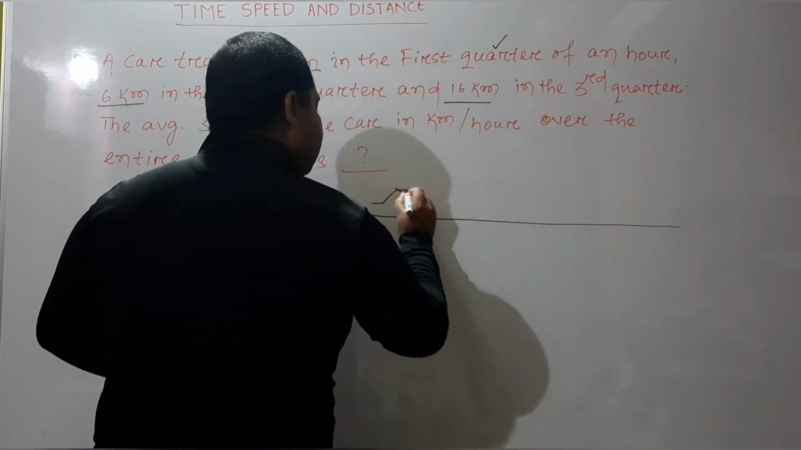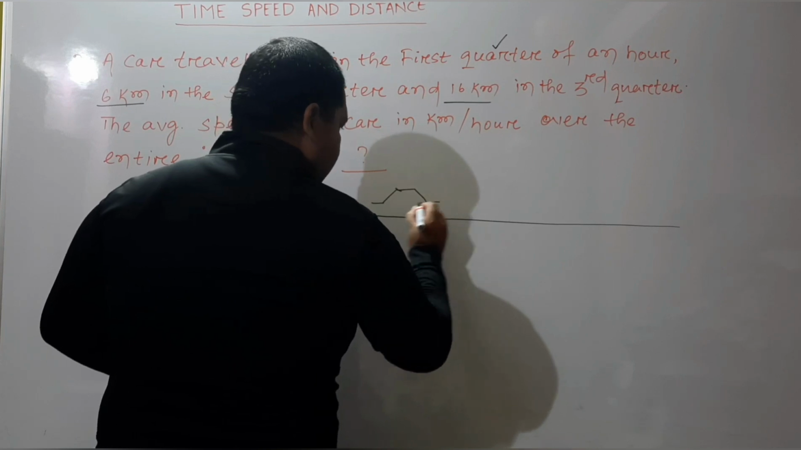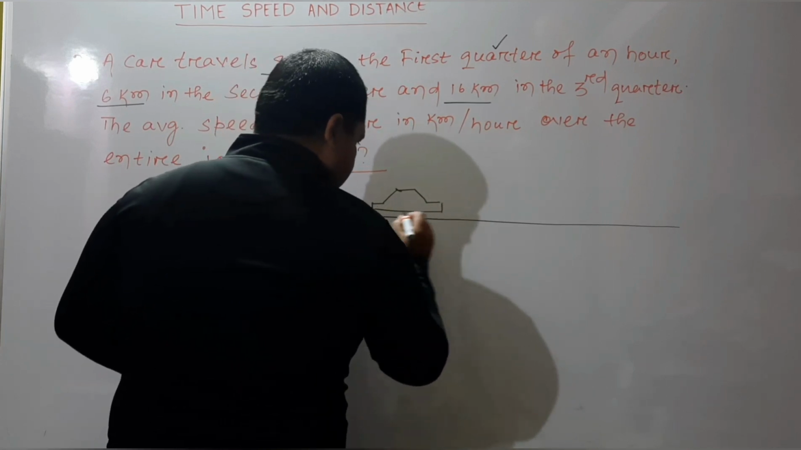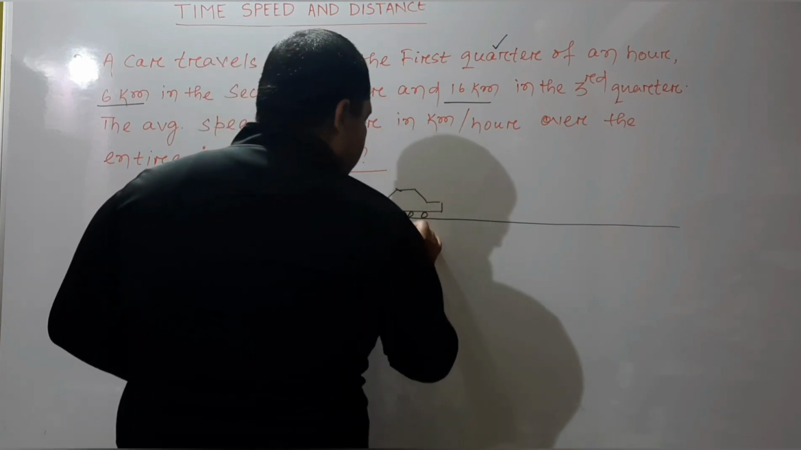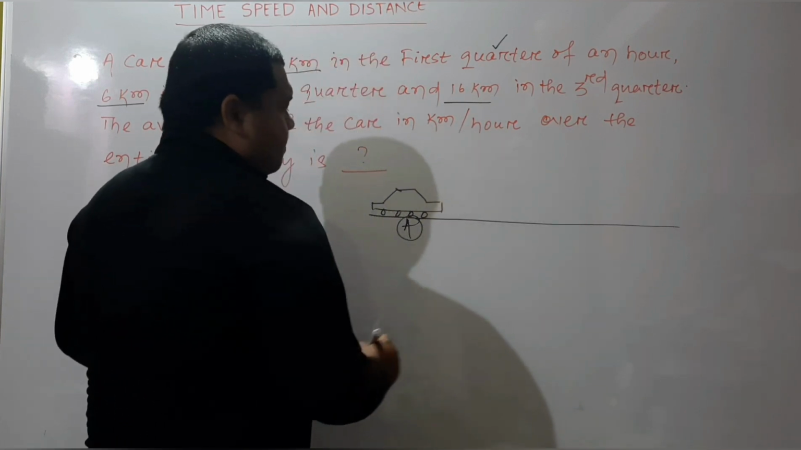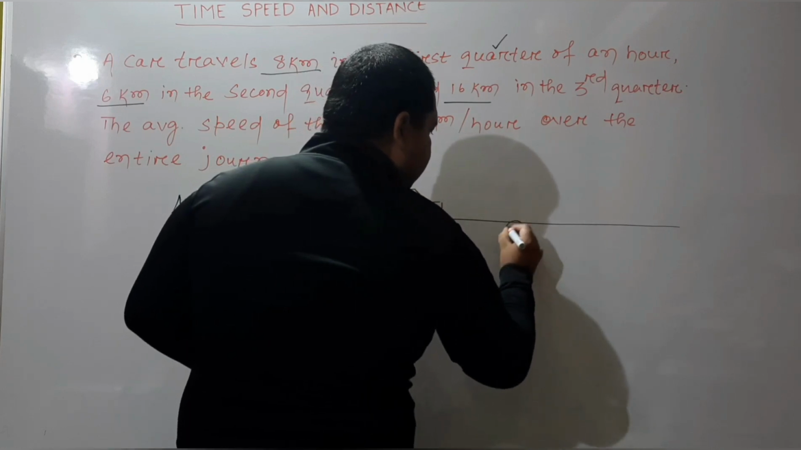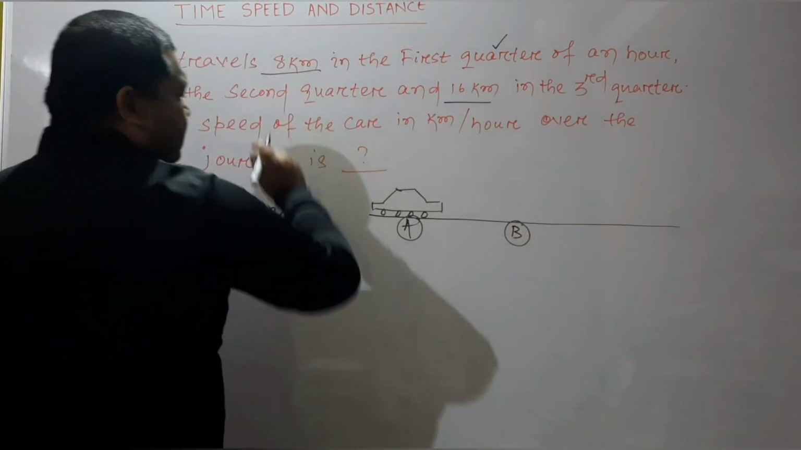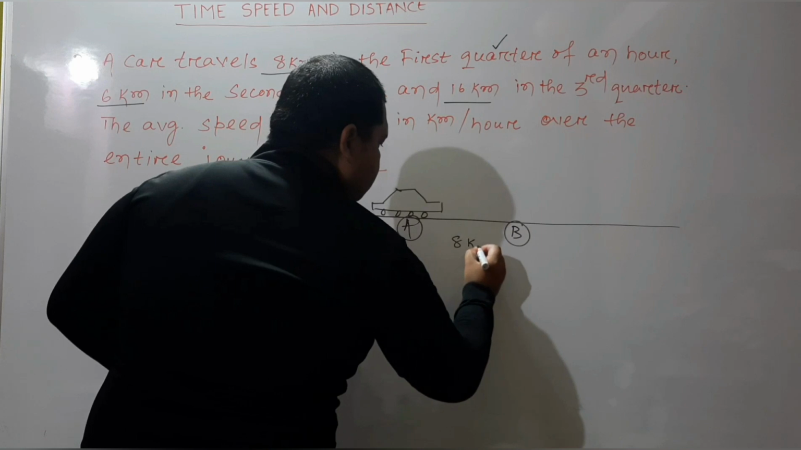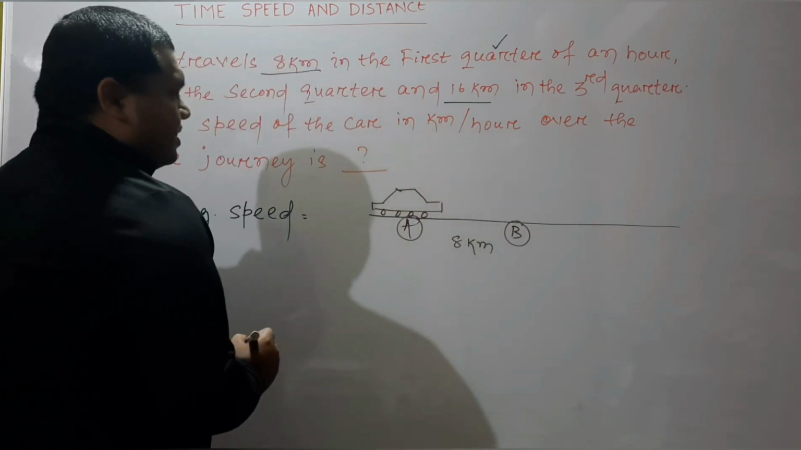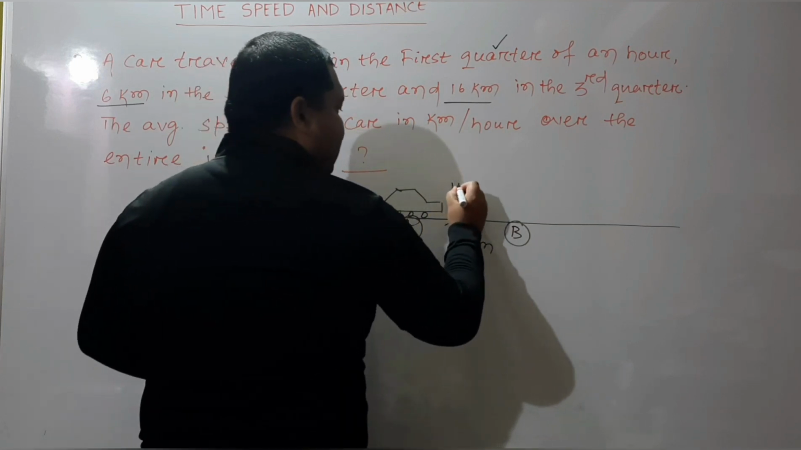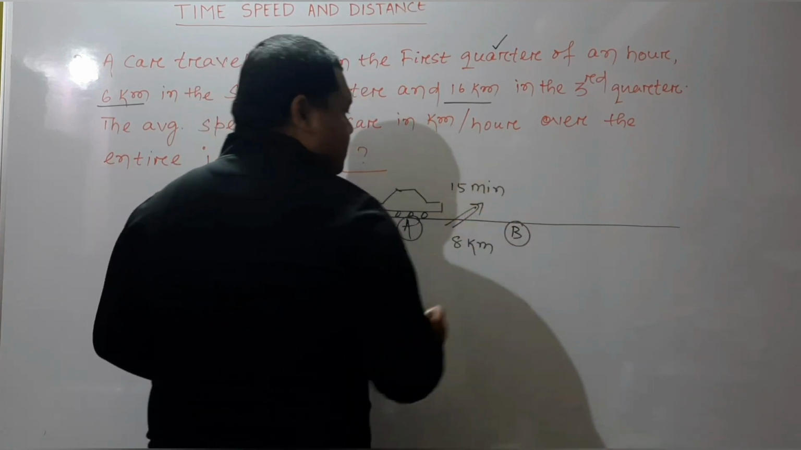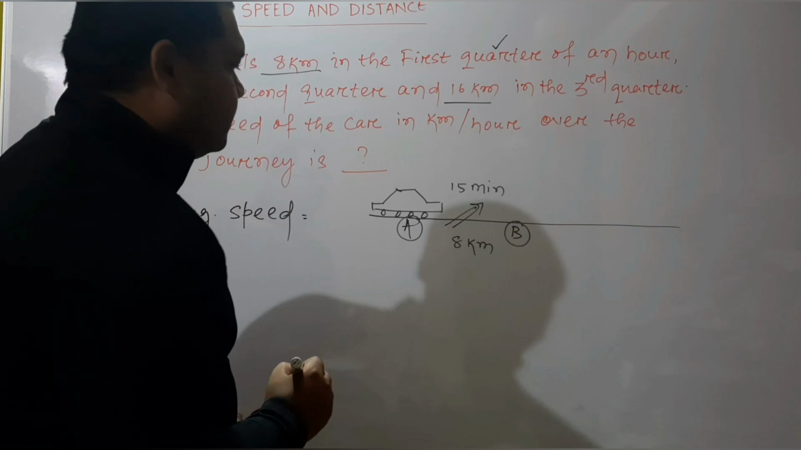Assume this one is the car. So a car, suppose this position is A. From position A to position B, it is given 8 km. So the car travels 8 km in the first quarter. First quarter means here time is given, and time is 15 minutes, because 1 quarter is equal to 15 minutes.